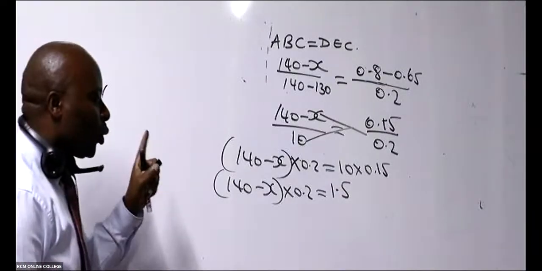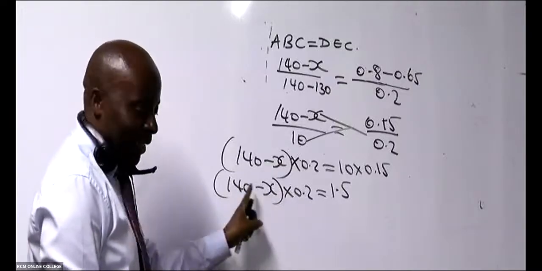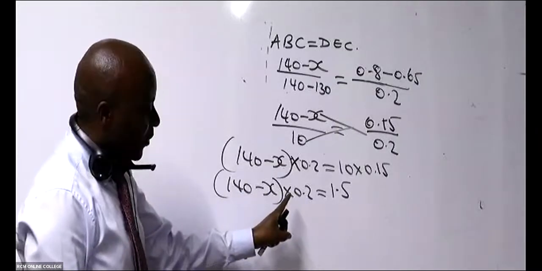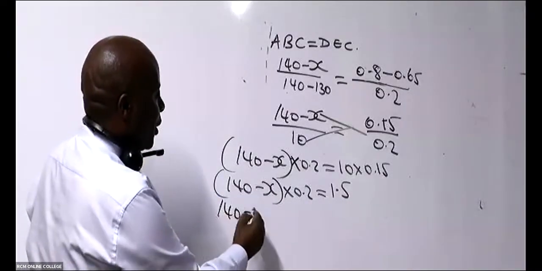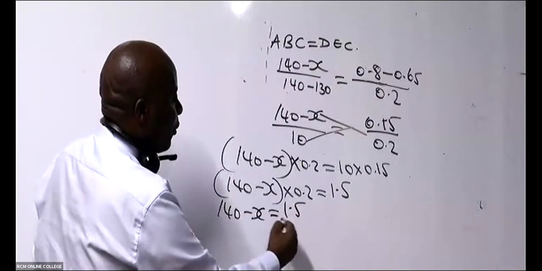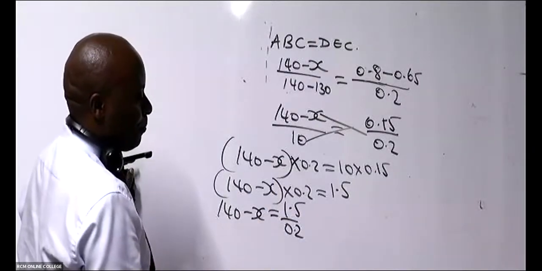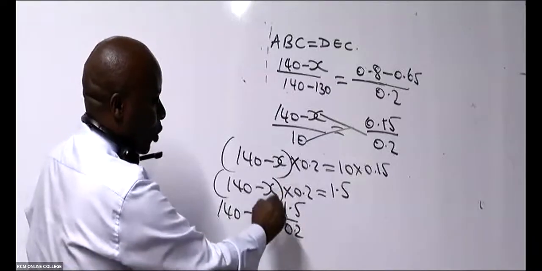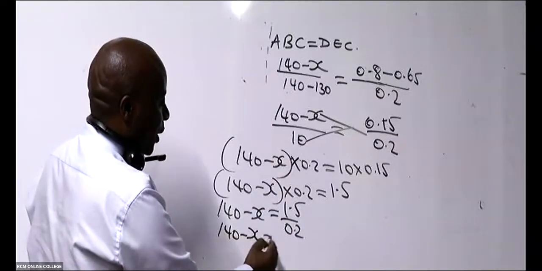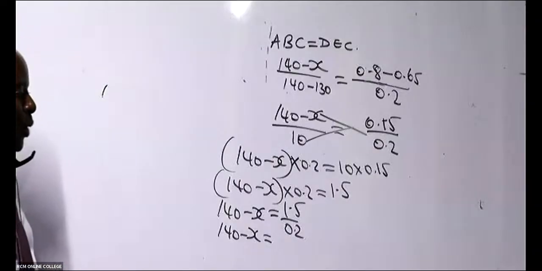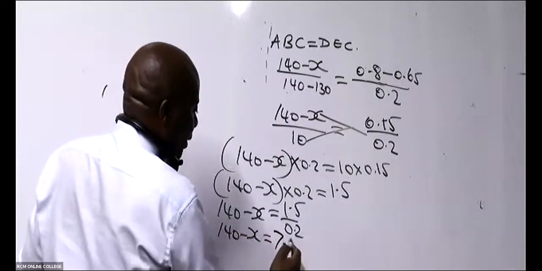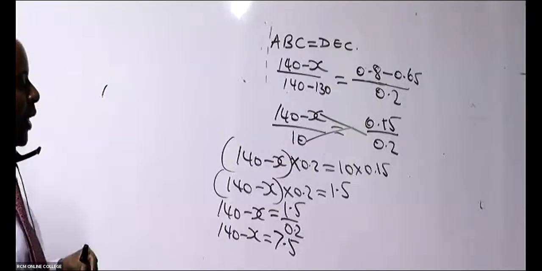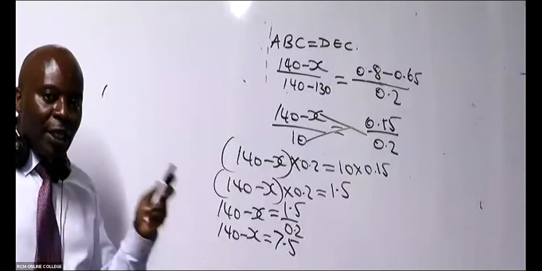So here I've got two options. The first option is to multiply each one of them, or I divide directly here. So I can say 140 minus x equals 1.5 divided by 0.2. Can somebody give me this quotient? 1.5 divided by 0.2 will give me what figure? 7.5. So is there somebody who can give me the value of x, which is our interpolated figure?